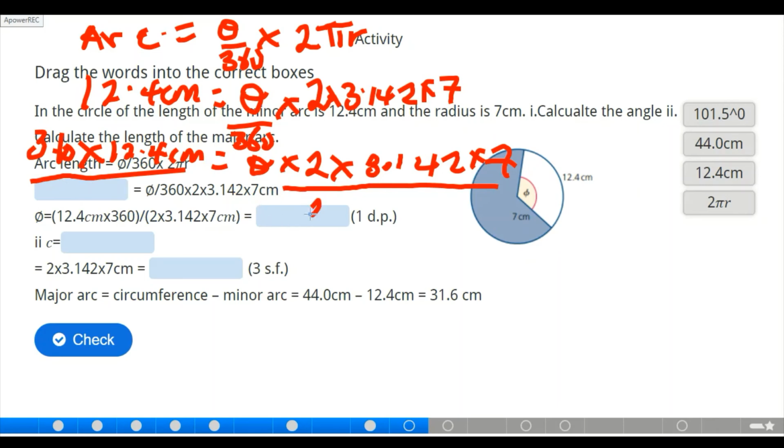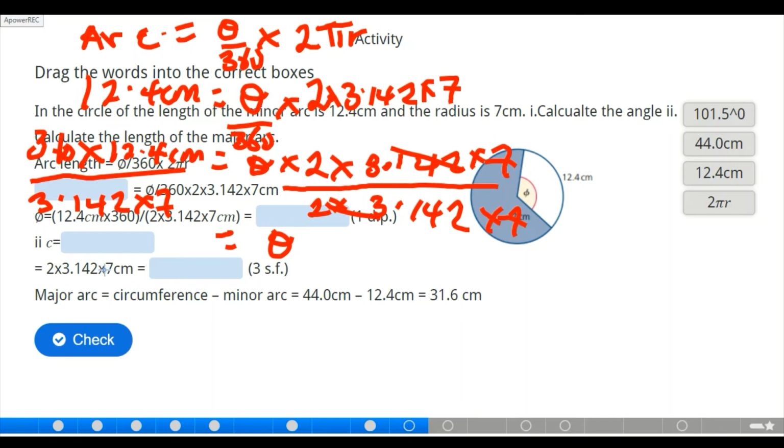So having that, we divide by 3.142 times 7. We divide the other side by 3.142 times 7. So this we cancel this. Now we are having theta left here. So what we need to do is multiply 360 times 12.4, and that is that.